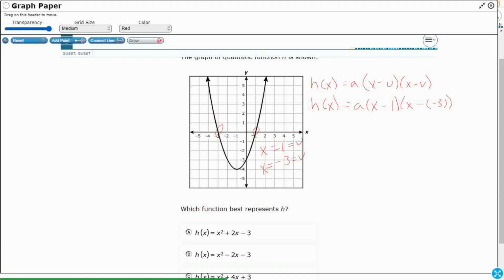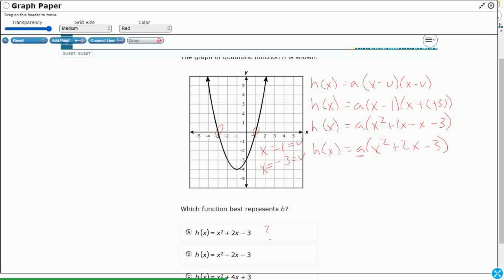Now I need to go ahead and multiply this out. So this is going to be a, and we're going to make that a positive, right? So this is going to be x squared. Let's FOIL this out here. Plus 3x minus 1x minus 3. So what I have here is h of x equals that multiplier a times x squared plus 2x minus 3.